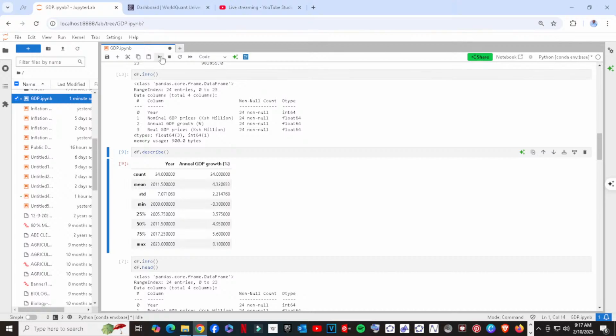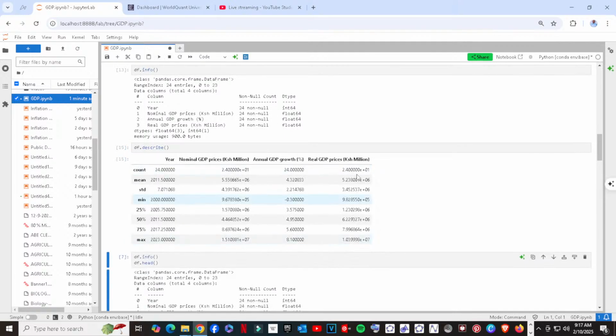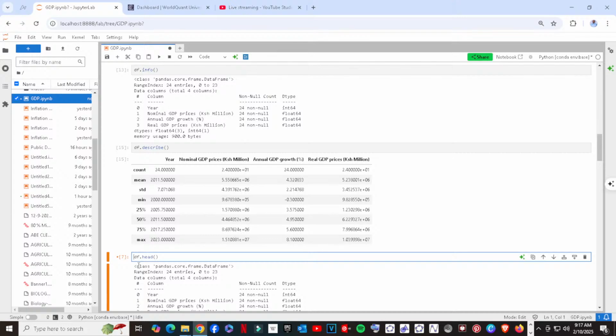So let me do that, because now I've removed the strings. So you see all of them have come. And perhaps I should do df.head, so that you see that now I have a new data set that does not have the strings. So let me do df.head, so that we see what my data frame now looks like.